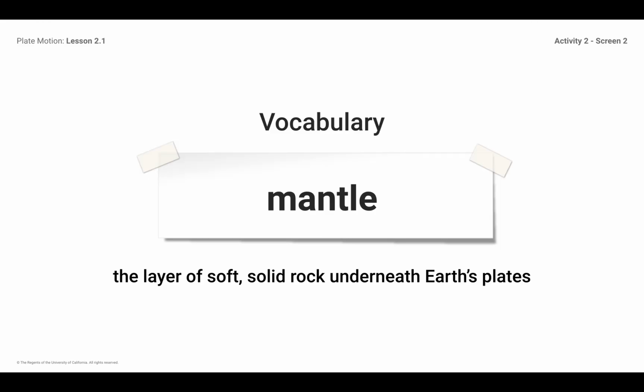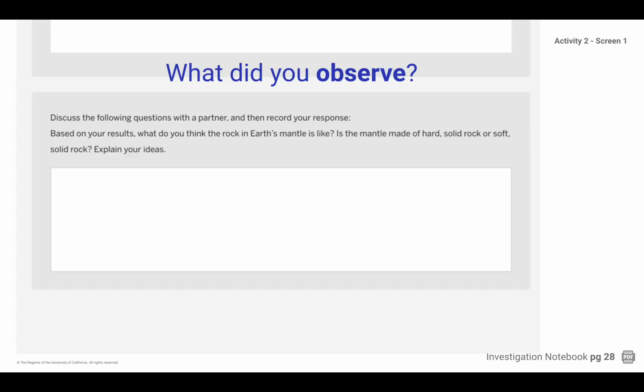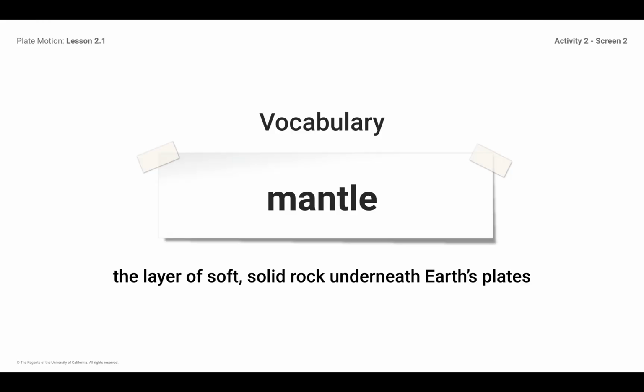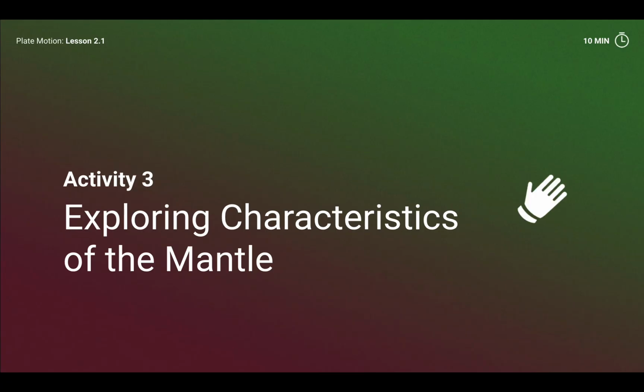And we talked about the mantle vocabulary. It's the layer of soft, solid rock underneath Earth's plates. And hopefully what you saw was the harder the mantle, the less likely the plates are to move. In other words, the plates are only going to move if the mantle is soft, solid. They don't move any other way. Okay, that's good to know. Put that in our back pocket.